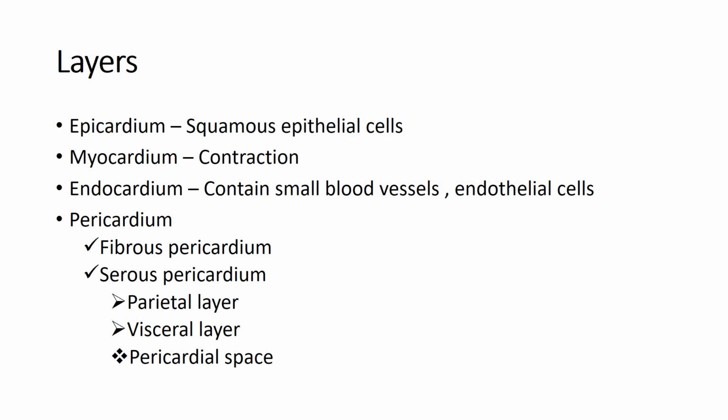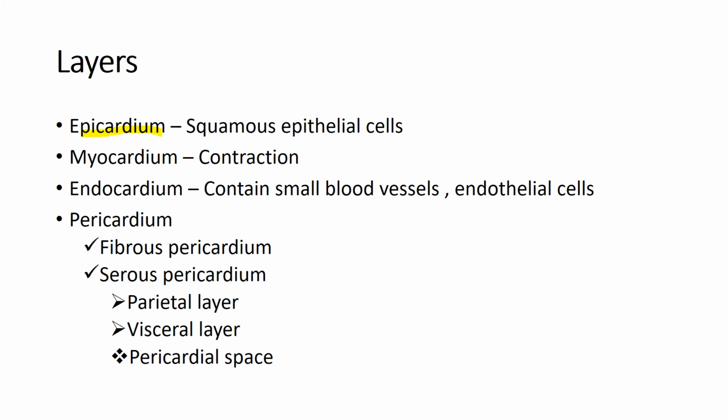Okay. Next part, that is layers. This is most important. So coming to basically the layers of the heart, there are three layers. The first is epicardium, second is myocardium, and third is endocardium. The epicardium is a very thin layer and it is made up of squamous epithelial cells. Sometimes it is asked in the nursing officer exams which cells make the epicardial layer. So these are the squamous epithelial cells that make the epicardium.